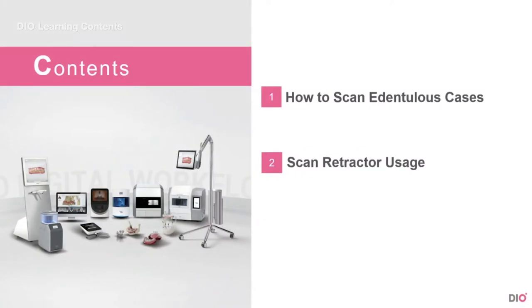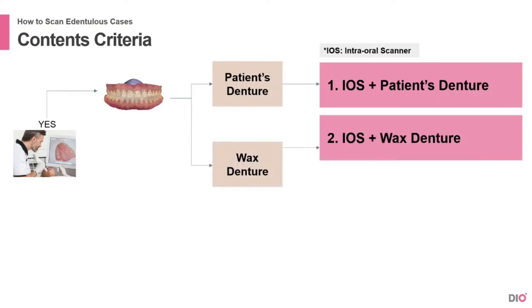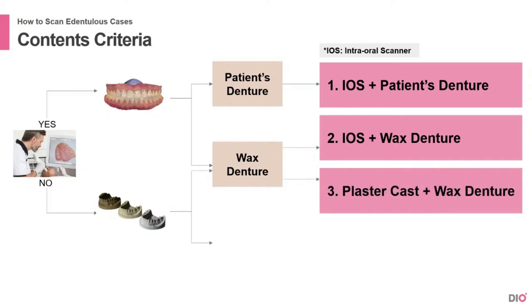Today we are going to talk about scanning methods for an edentulous case. There are four different methods, and at the end I will explain how to use the scan retractor as well. If you have an intraoral scanner in your clinic, you can get the oral scan data with the patient's denture or wax denture. If you don't have the intraoral scanner, you can get the data with plaster cast of wax denture or splint.